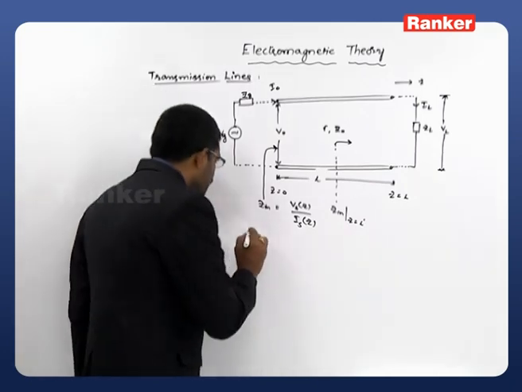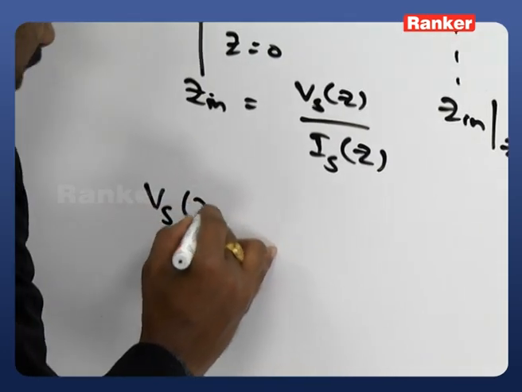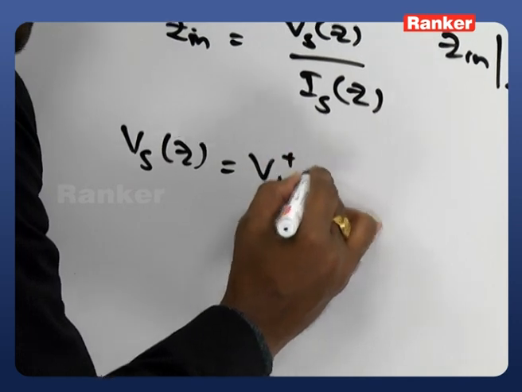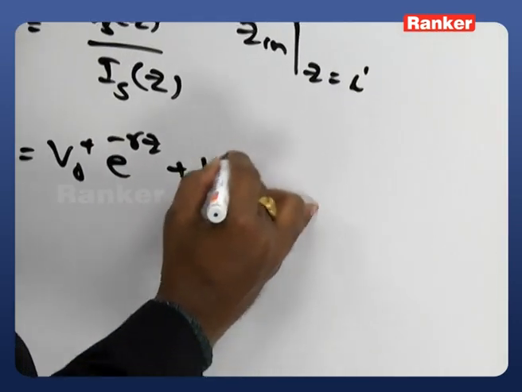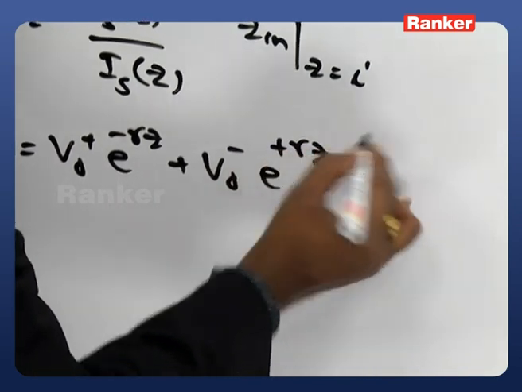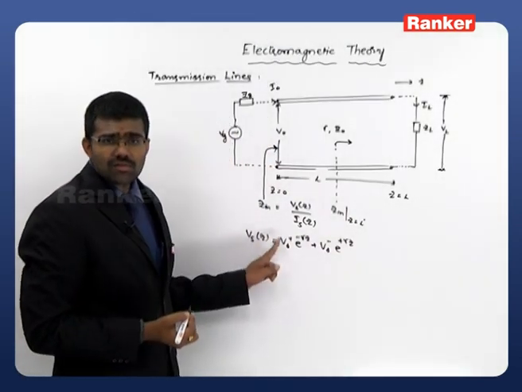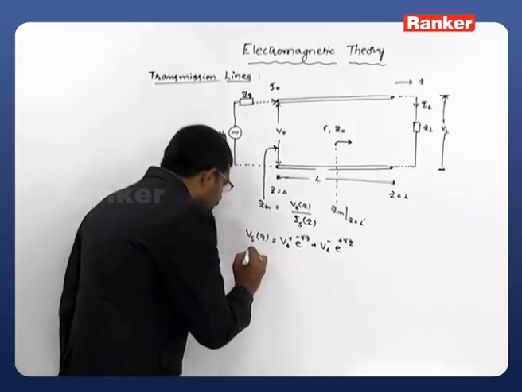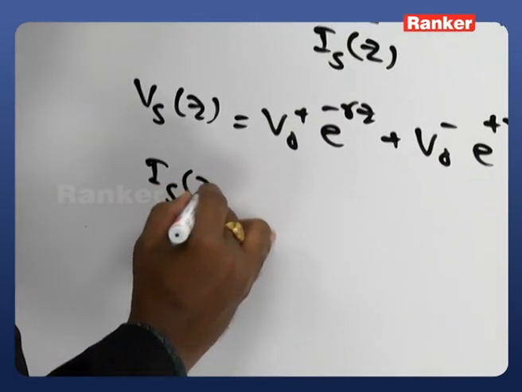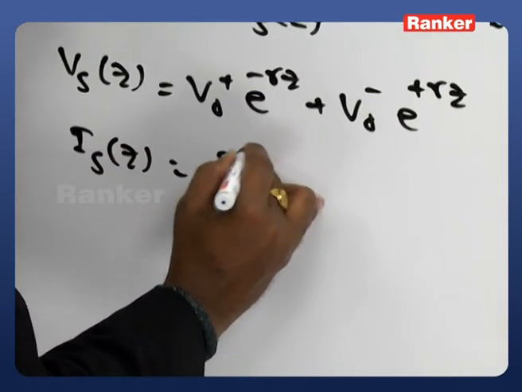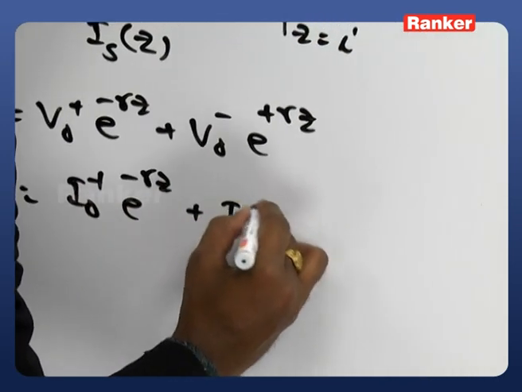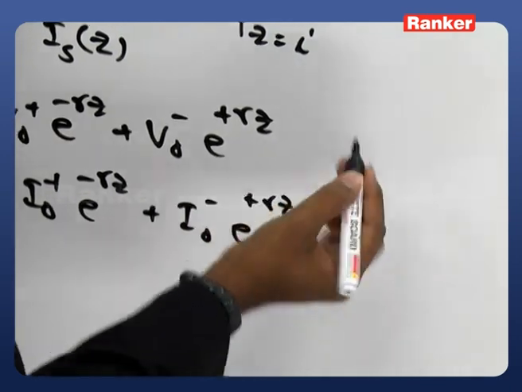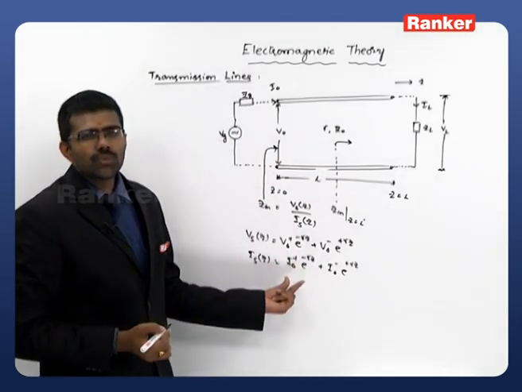What is the equation of Vs of z? So Vs of z is equals to V0 plus e power minus gamma z plus V naught minus e power plus gamma z. A similar equation will be there for current also, right? That is Is of z is equals to I naught plus e power minus gamma z plus I naught minus e power plus gamma z. Two similar equations we have.